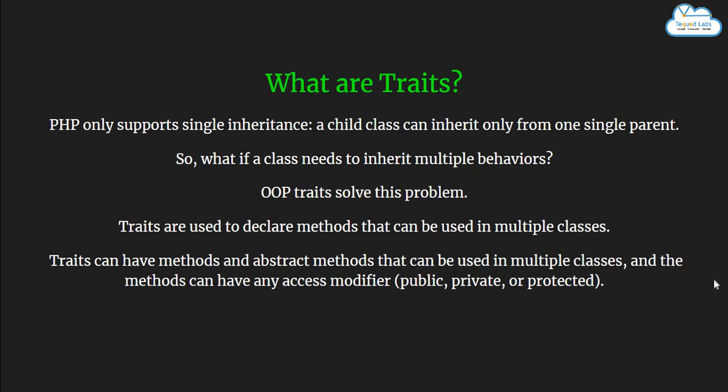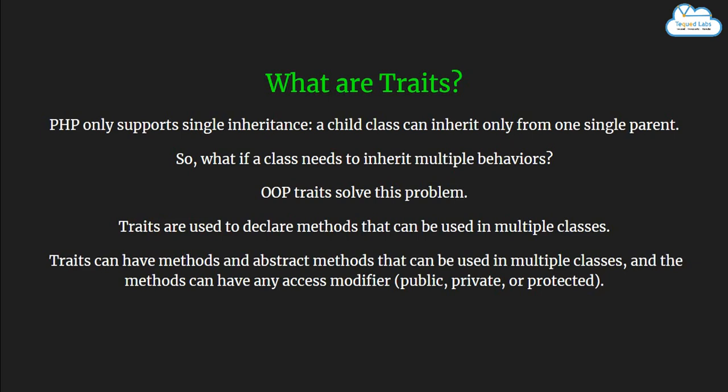Next, traits. Now what are these traits? PHP supports only single inheritance. It cannot support multiple inheritance, right? There are actually so many inheritance types which are available, but PHP supports only single inheritance. A child class can inherit only from a single parent. So what if a class needs to inherit multiple behaviors? Now OOP traits solve this problem.